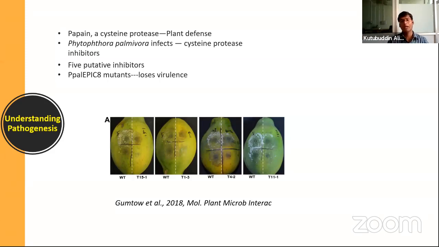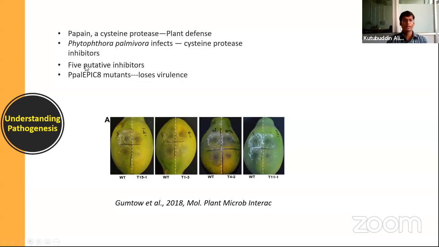This study is actually from Hawaii in America. Hawaii is known for very good papaya production. What they found is that this pathogen actually has some cysteine protease inhibitors. I told you that cysteine protease plays an important role in plant defense. Now, what this pathogen does is that it has some inhibitor proteins against this cysteine protease, to inhibit the plant defense, okay?